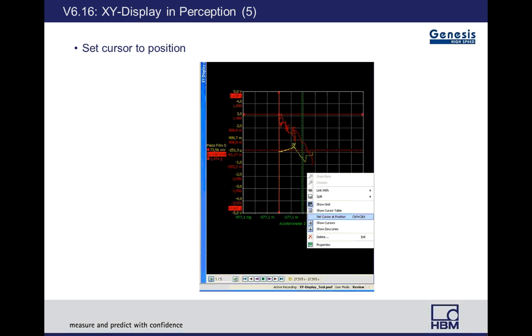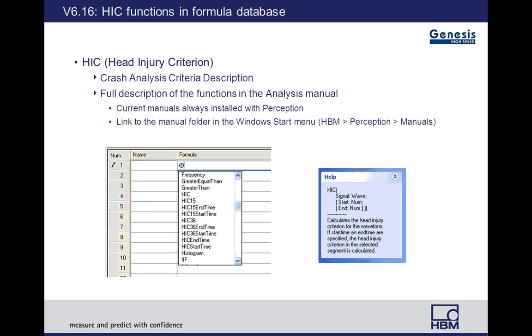At the bottom of the XY display, you have control buttons for the display and time information as far as what data is being shown. You can also put your mouse over your point of interest and right-click, and you have the option to set the cursor at a position. So you can pick a point that's of interest in the XY display and automatically have the cursors go to that point and be able to see the time information, etc. for that point.